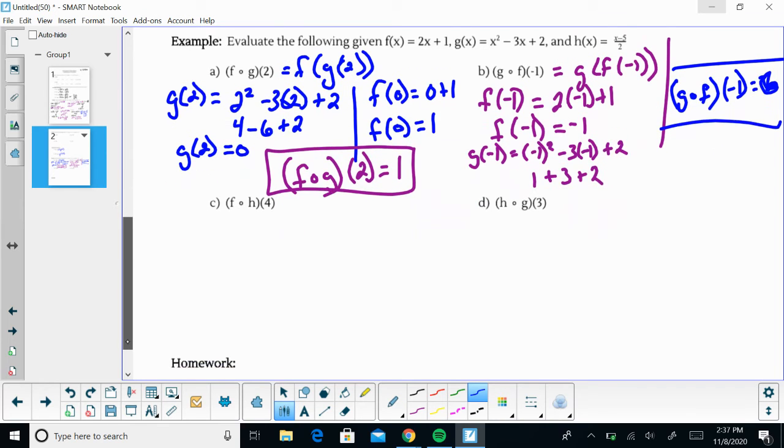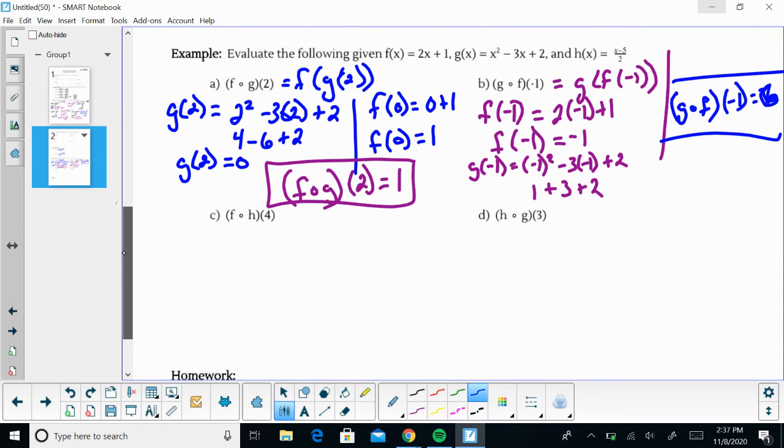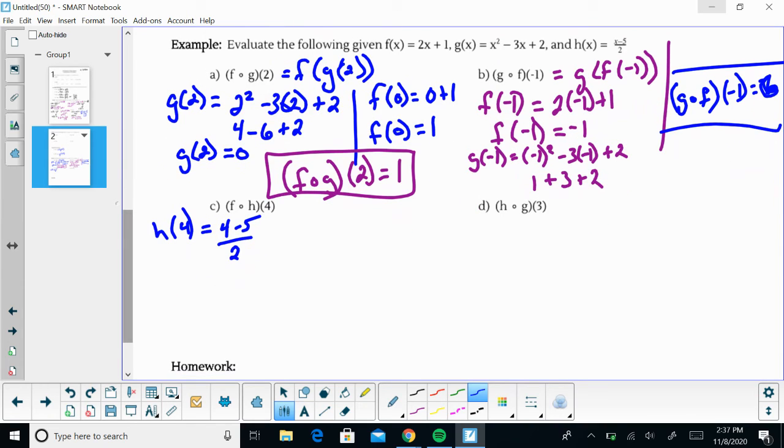All right, moving down. F composite h of 4. Well, h of 4 would be 4 minus 5 over 2. 4 minus 5 is negative 1. Negative 1 over 2 is negative 1/2. So h of 4 is negative 1/2.